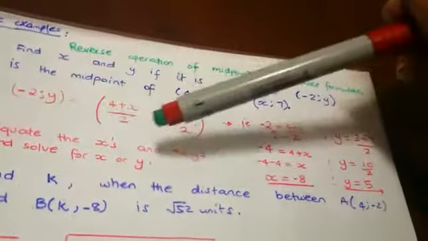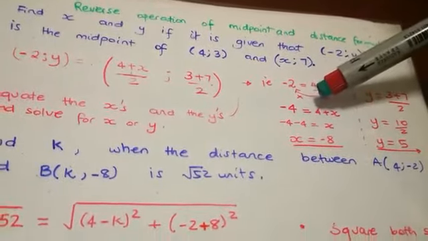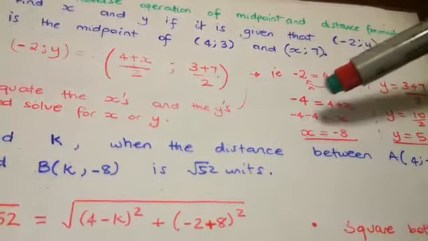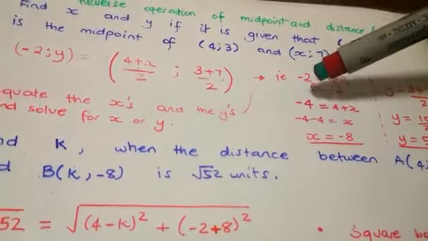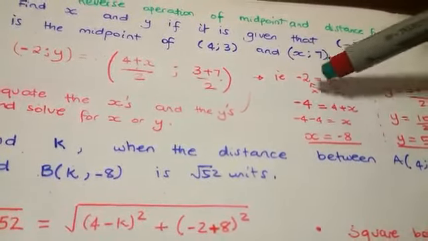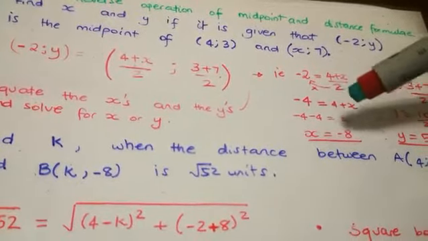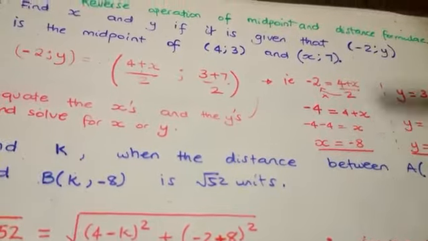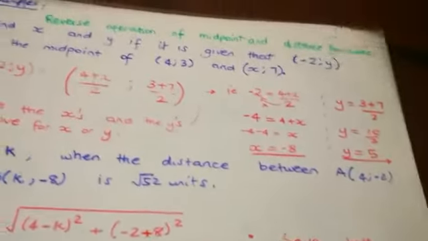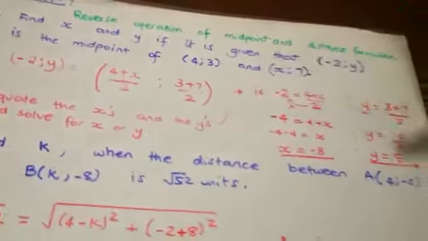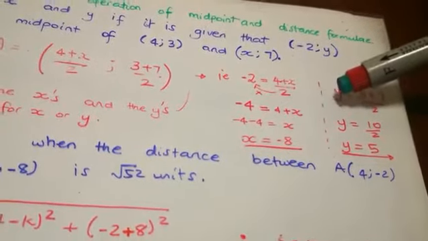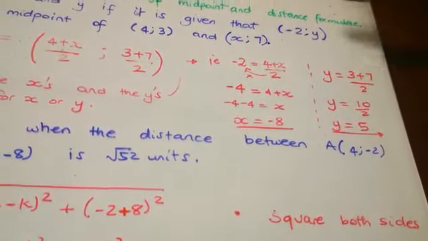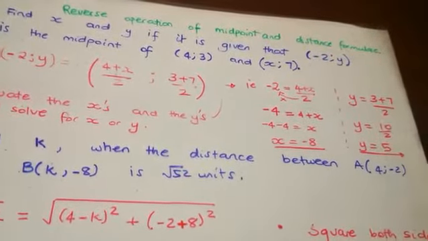I equated the x's. Negative 2 equals (4 plus x) divided by 2, and then you cross multiply. Remember, this is over 1, so negative 2 over 1. Then when you cross multiply, it gives you negative 4 equals 4 plus x, and then you take 4 to the other side, so negative 4 minus 4 equals x, and x is negative 8. Then y equals (3 plus 7) over 2. Here we are lucky that the variable stands on its own, so y equals 10 over 2, and y equals 5. Basically that is what you would be doing.